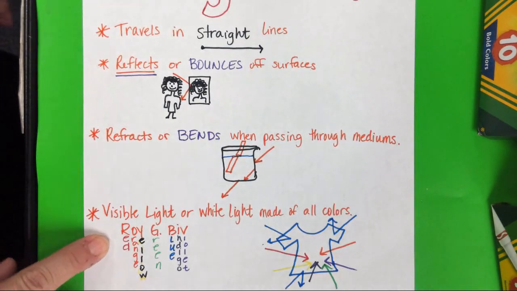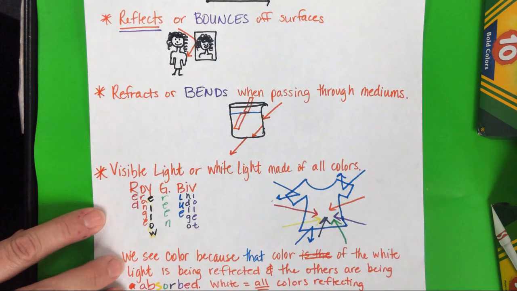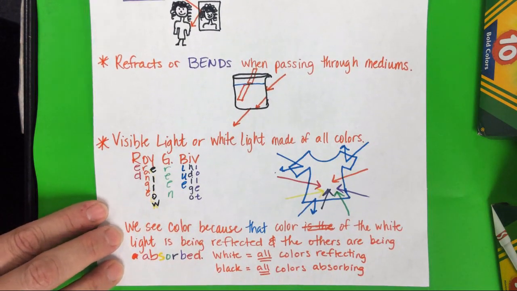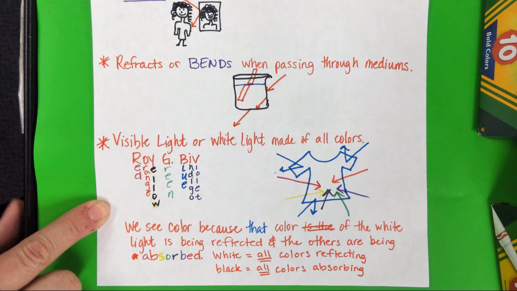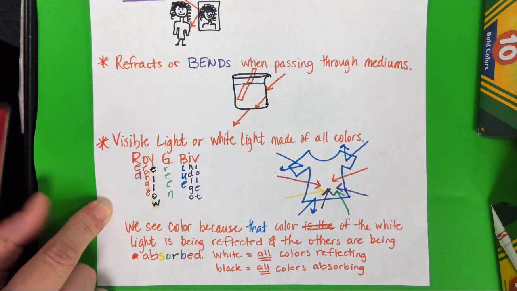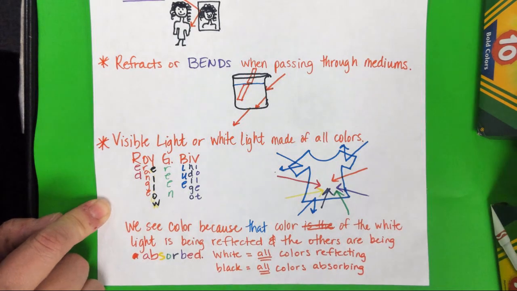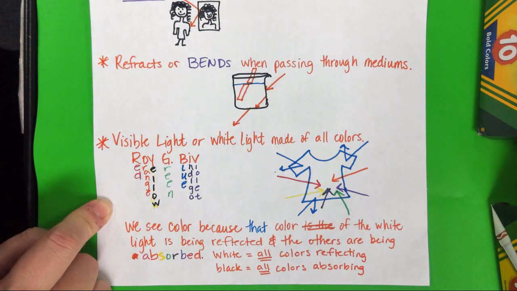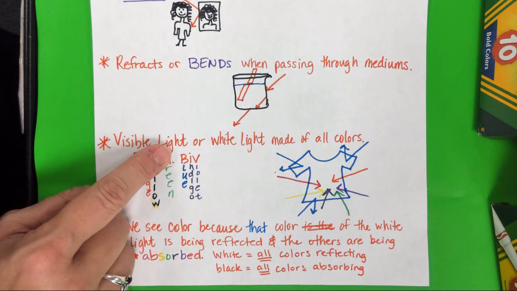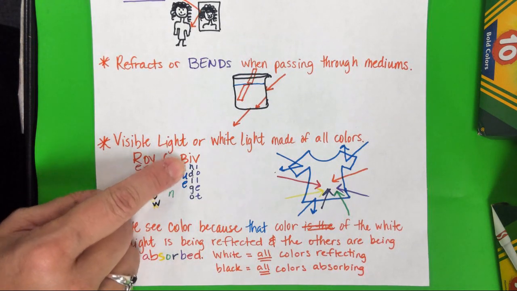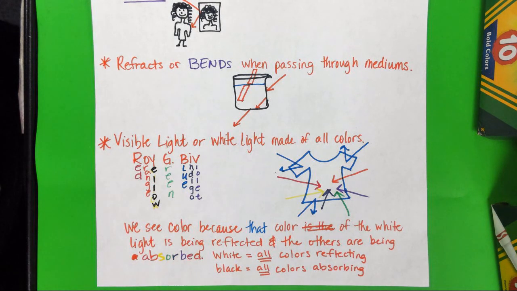Okay. So the reason I remember the colors is because Roy G. Biv told me. Roy. R. Red. O. Orange. Y. Yellow. G. Green. B. Blue. I. Indigo. V. Violet. Okay?